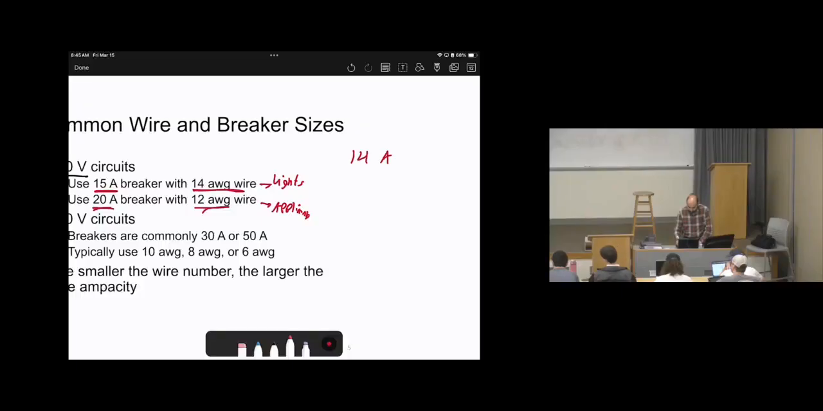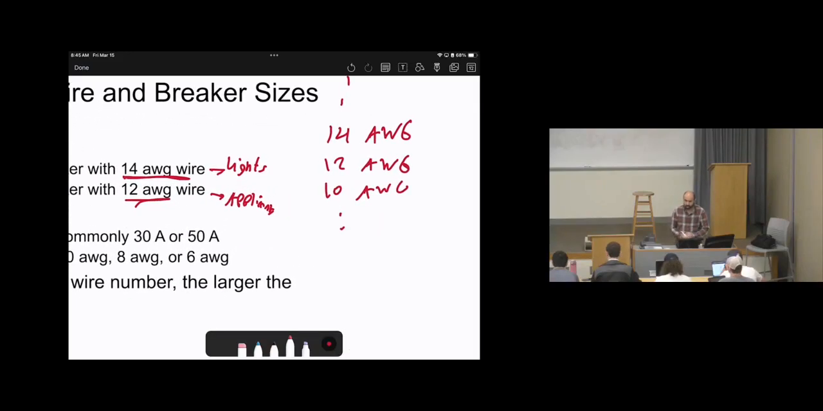We have 14 AWG. You can even search on Google what AWG means and look at AWG charts. We have 10 AWG as an example, etc. Different numbers. So the larger the AWG number, the lower the thickness, which is the narrower. The thickness will be higher with a lower AWG number.